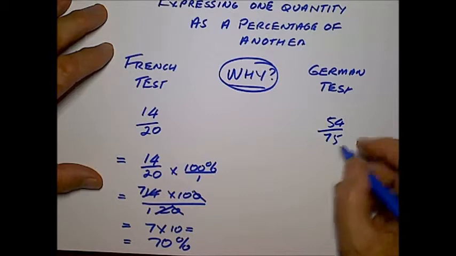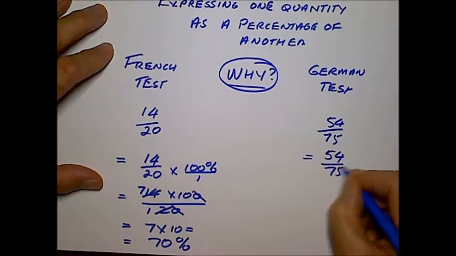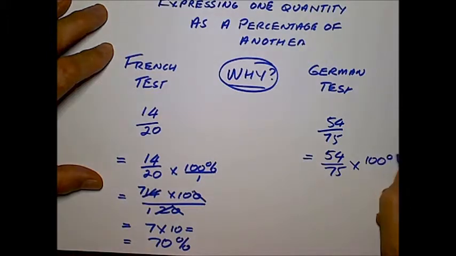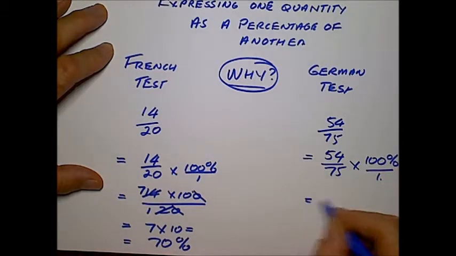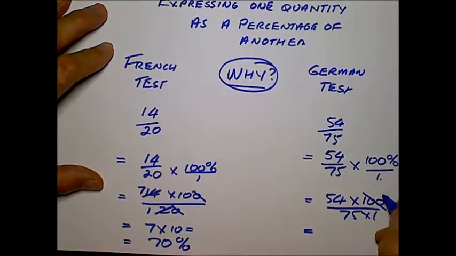The German result, again, if we do the same thing, 54 out of 75, converted to a percentage by multiplying by 100%. Remember, 100% is equal to 1. So that becomes 54 times 100 over 75 times 1. And again, looking here, we've got a common factor of 25. 25 into 100 goes 4. And there are 3 25s in 75.